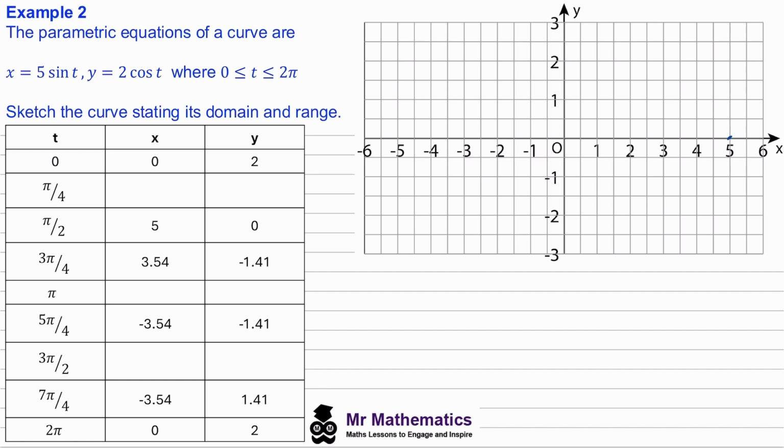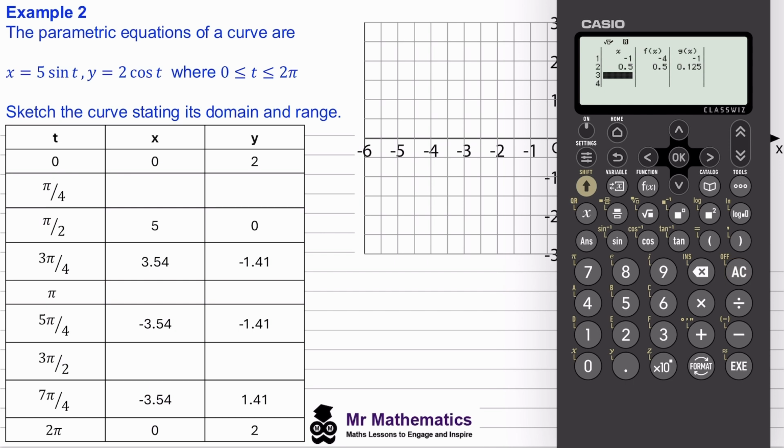Okay, so welcome back if you had a go. So we'll clear our table. Then we need to define our new functions. So we'll say that f of x is 5 sine x, and g of x is 2 cos x. We need to make sure our calculator is in radians mode. So when t is pi over 4, we'll enter this in. We'll enter in when t is pi, and when we have 3 pi over 2.